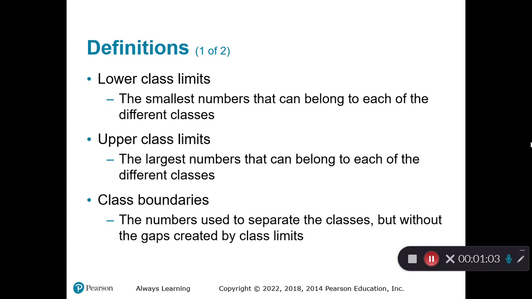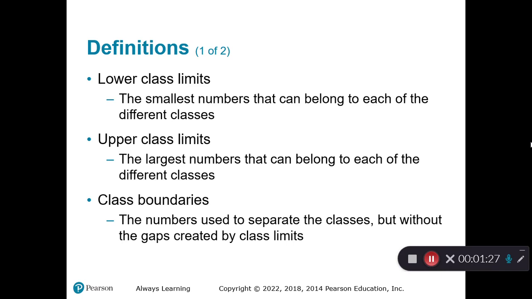These classes have different parts that have their own labels. Each class has a lowest value and a highest value. The lower class limit refers to the smallest number that can belong to a particular class, and an upper class limit is the largest number that can belong to a particular class.